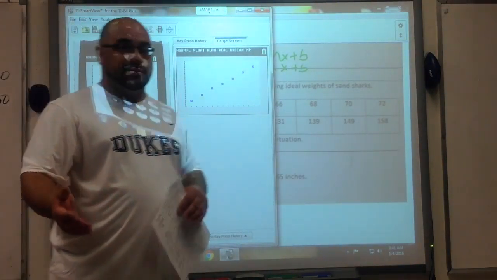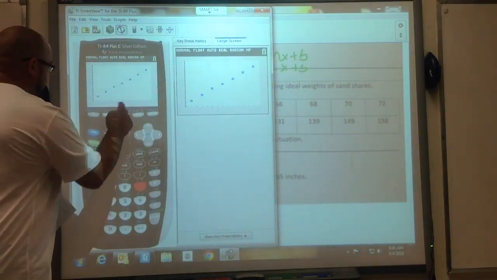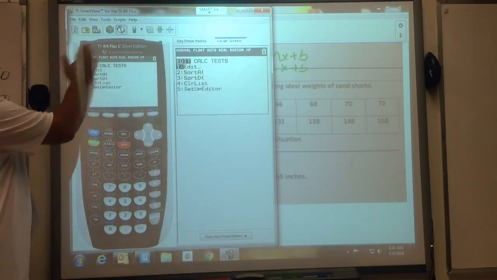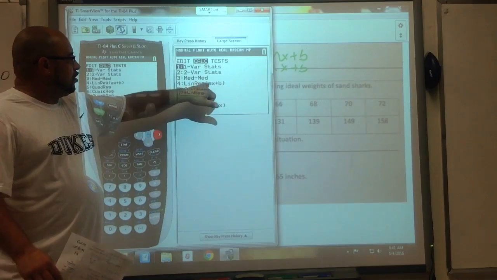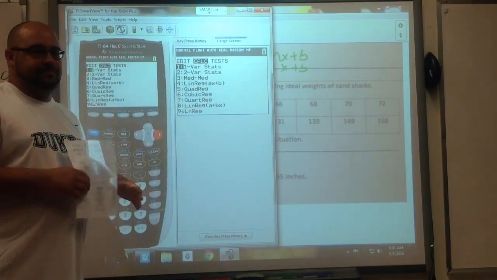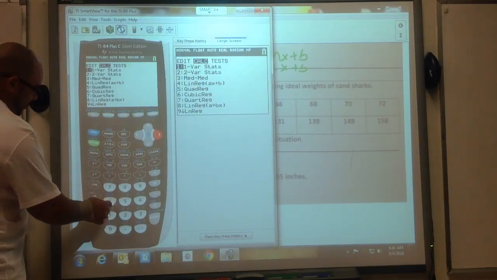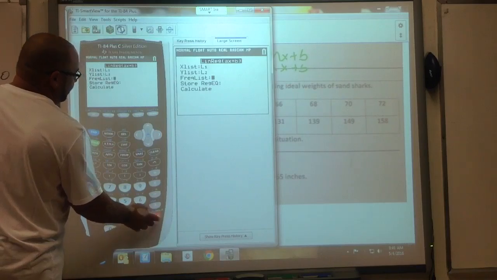Just out of curiosity, what kind of correlation do we have, class? We have a positive correlation. Very good. So now we're going to hit stat, go over to calculate. Now, are we going to do number 4 or are we going to do number 5? We're going to do number 4 because it is a linear regression. So you hit 4 and then enter 5 times. 1, 2, 3, 4, 5.